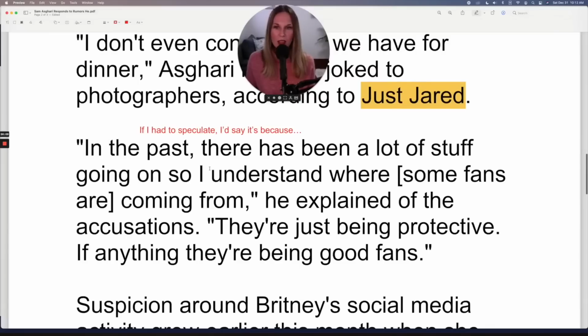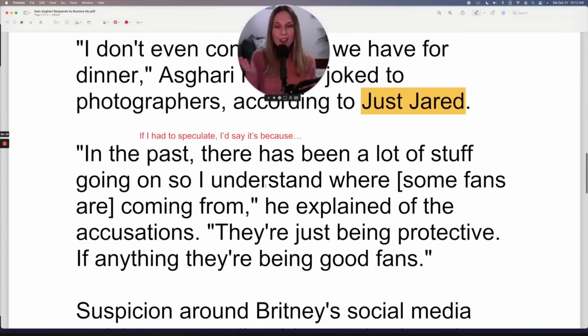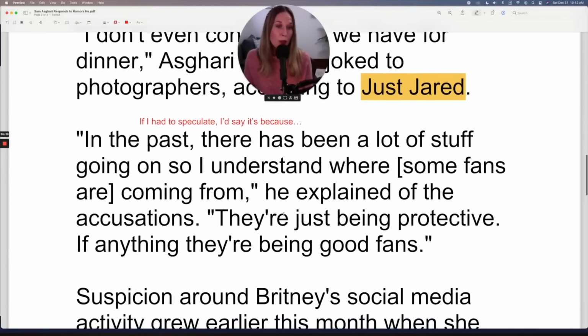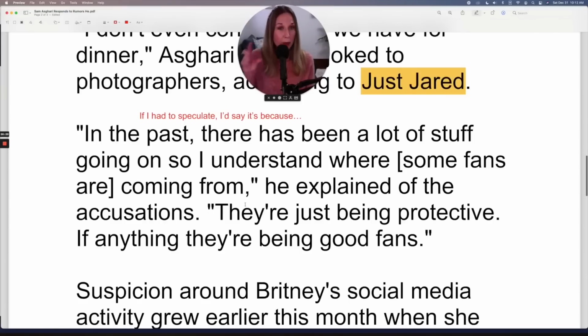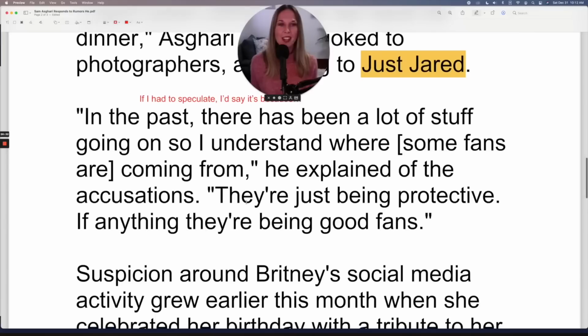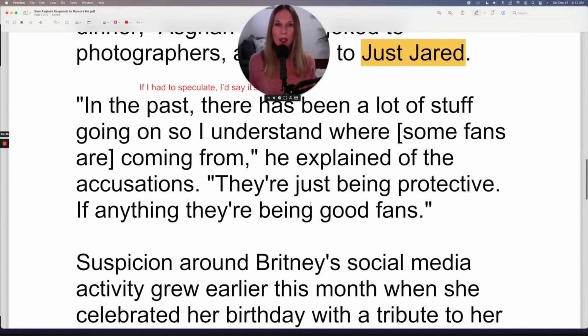I don't think there's anything else I need to explain here. If I'm missing things that you don't understand, feel free to share in the comments so I know in future lessons what to talk about, because I don't see any grammar concepts or necessary vocabulary that I think needs to be explained in this paragraph. But if I'm wrong, let me know in the comments section. They're just being protective. If anything, they're being good fans.